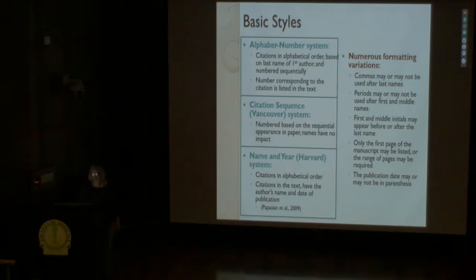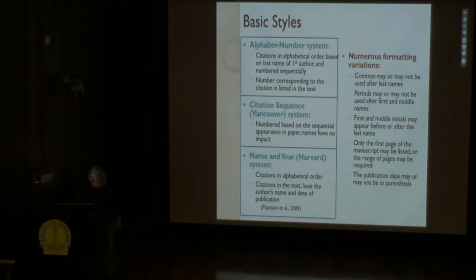But more frequently used is the Vancouver system, where you start numbering the references as soon as they appear within what you're writing about. This is easier because you number them along the way, and the names have no impact on the order.